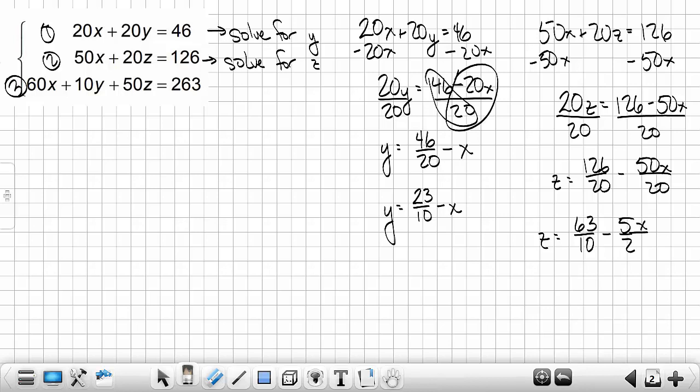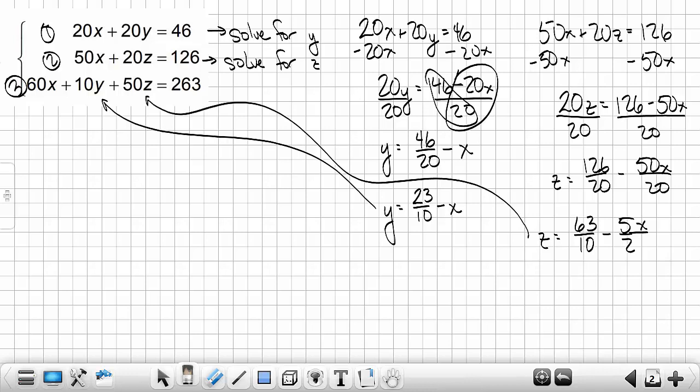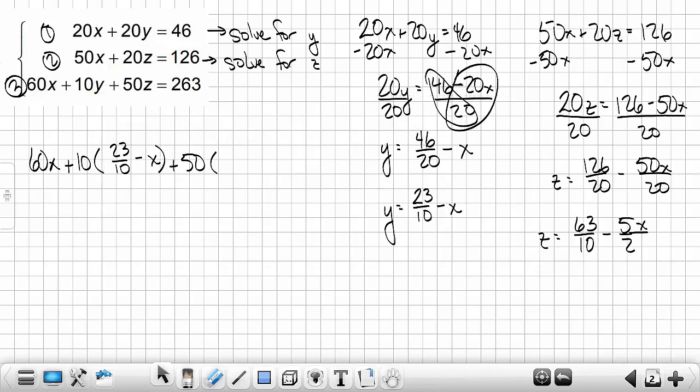So I'm going to take both my y value and my z value, and I'm going to substitute in, and you should see that the only thing I'm going to have in this third equation will be x's. So I'll only have one variable. 60x plus 10 times 23 over 10 minus x plus 50 times, I'm going to have to delete my arrows, 50 times 63 over 10 minus 5 over 2x equals 263.